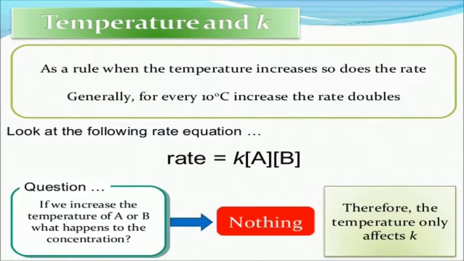Let us discuss the effect of temperature on the rate constant k. For every 10 degree Celsius increase in temperature, the rate of reaction just doubles. So here the rate expression is shown: rate equals k, concentration of A into concentration of B. If we increase the temperature by 10 degrees Celsius, the rate of this reaction just doubles.